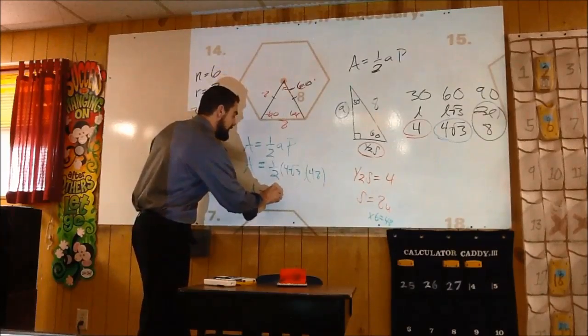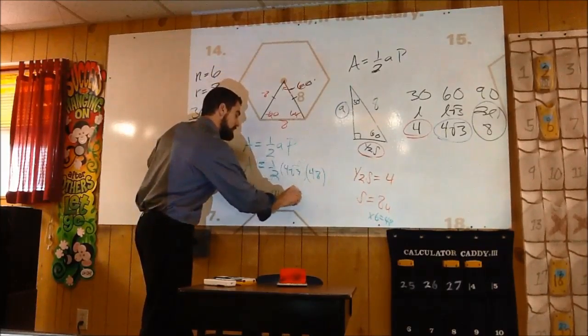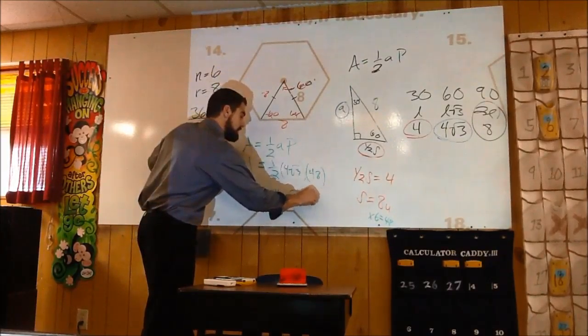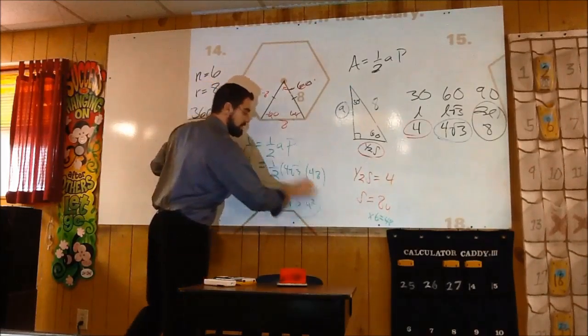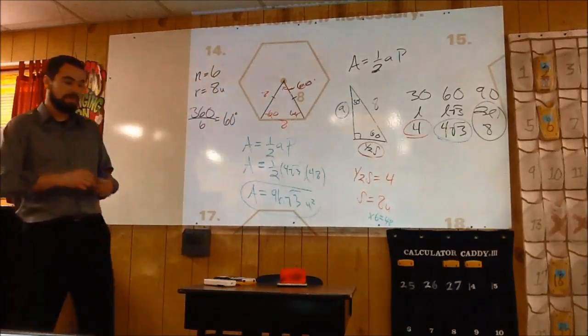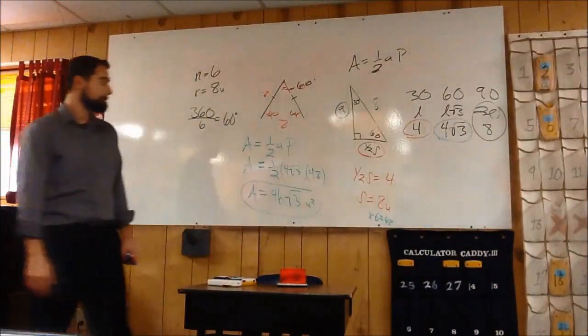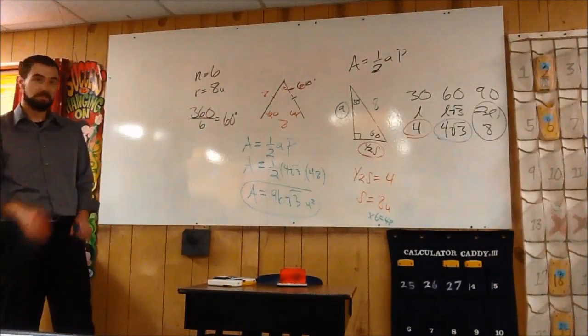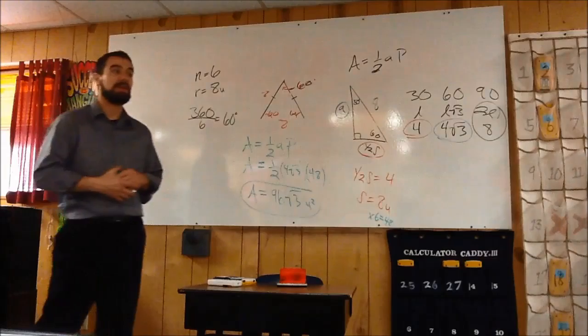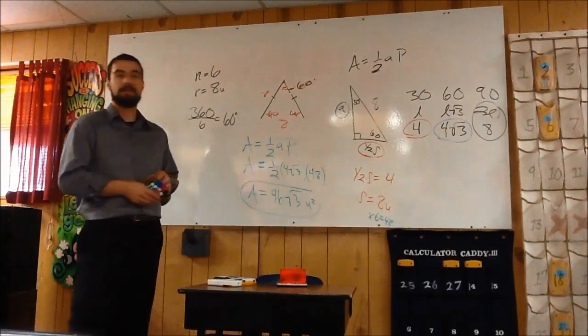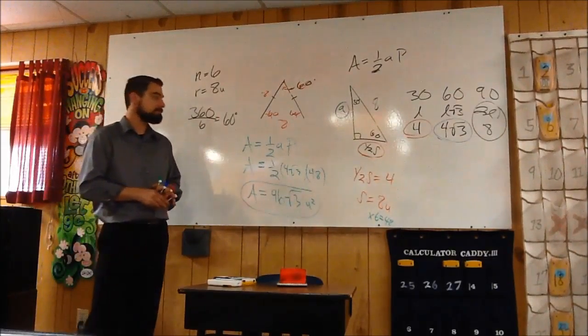So this is going to be 96 square roots of 3 in the end. Yep. 96 square roots of 3 units squared. I need to see that. Units squared.